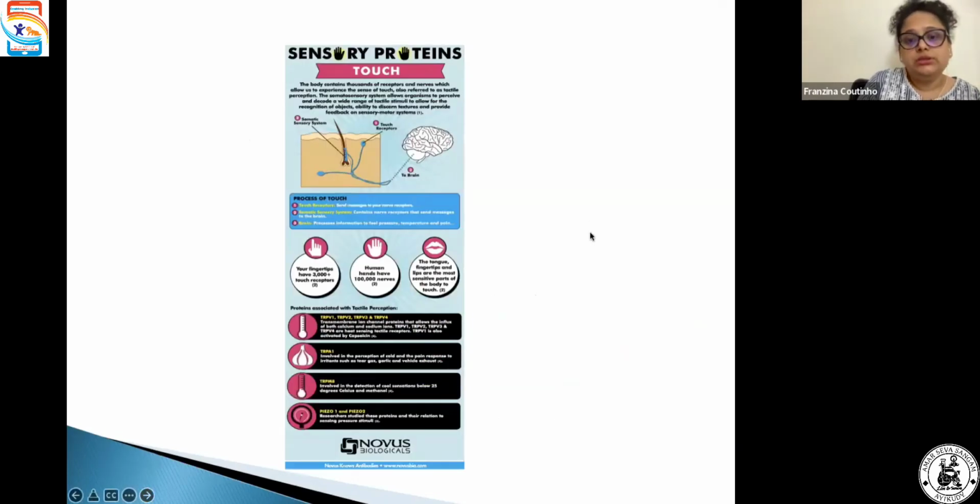Okay. So you have different types of receptors in your skin. It goes from the skin, the touch receptors take it to the brain. Okay. We know where the somatic sensory system is in the brain. It's over here, right? Okay. Just remember, your fingertips have 3,000 receptors. The hand has 100,000, and your tongue and fingertips are the most sensitive.